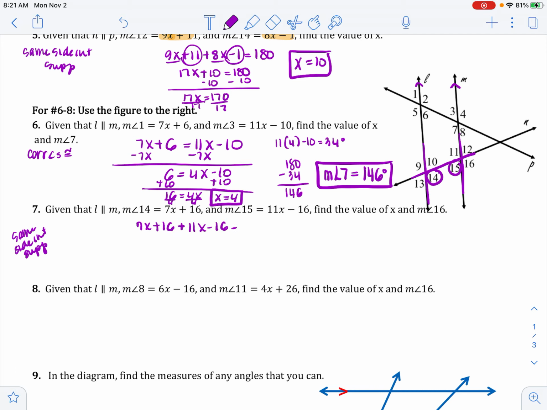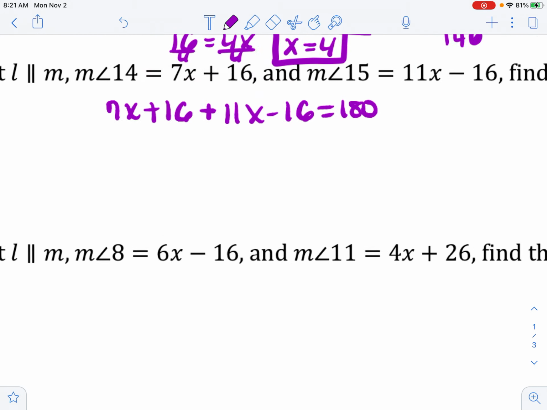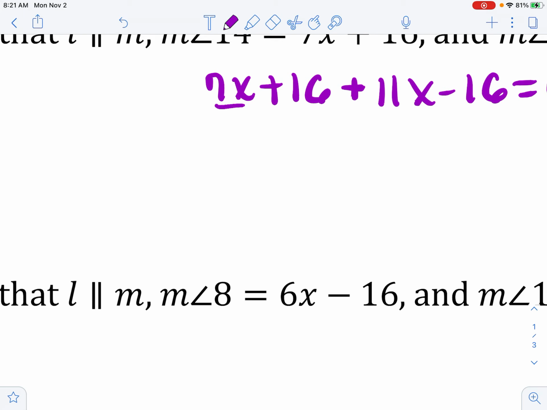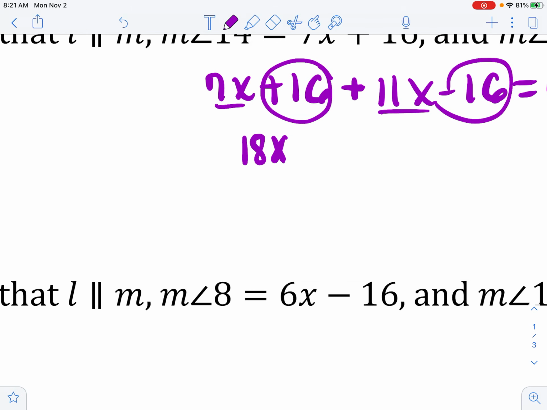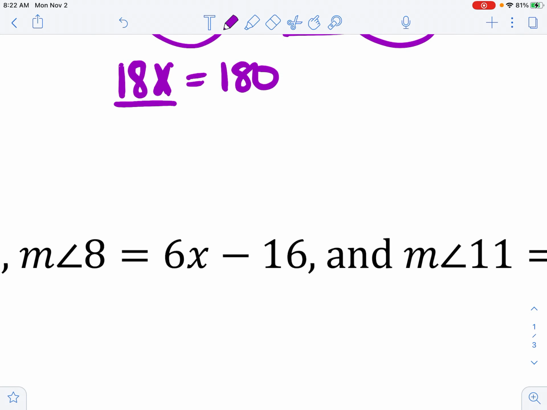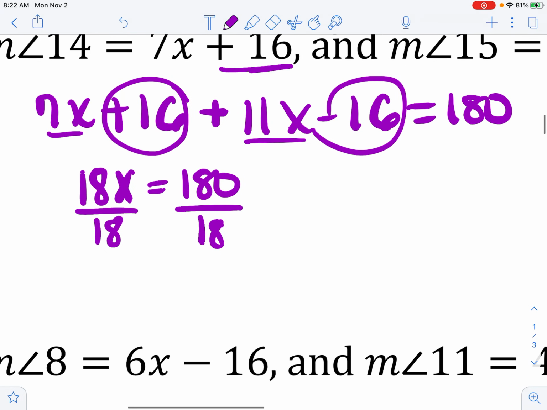So I'm going to do 7x plus 16 plus 11x minus 16 equals 180. On the left-hand side, there are like terms that I need to combine. The 7x and the 11x, which is 18x. And then the 16 and the negative 16, which is 0. So I have equals 180. I was just double checking to make sure I copied it right, and I did.